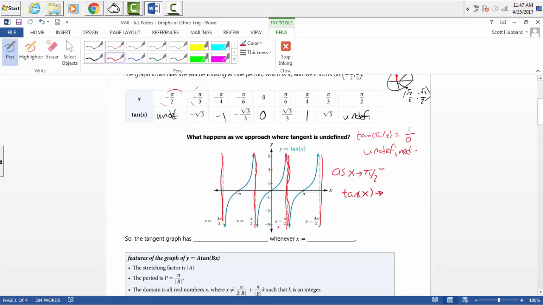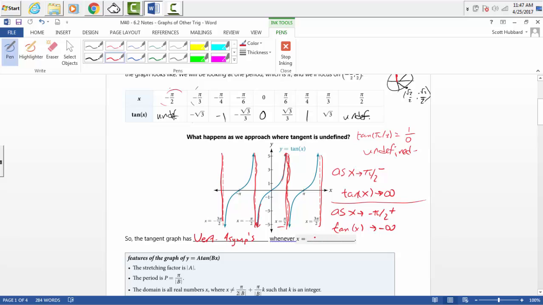So let's take a look. Here's pi over 2. As I approach pi over 2 from the left, it looks like it shoots off to infinity. And if we said as x approaches negative pi over 2 from the right, so that would be over here, as it approaches from the right, where does the graph go? It looks like tangent x goes to negative infinity. So they have these vertical asymptotes.